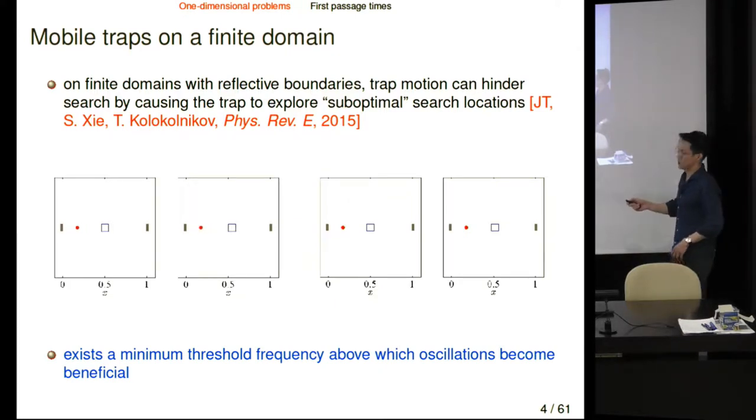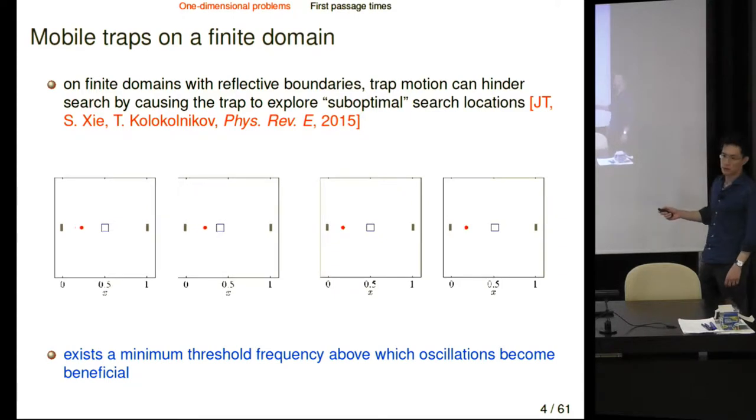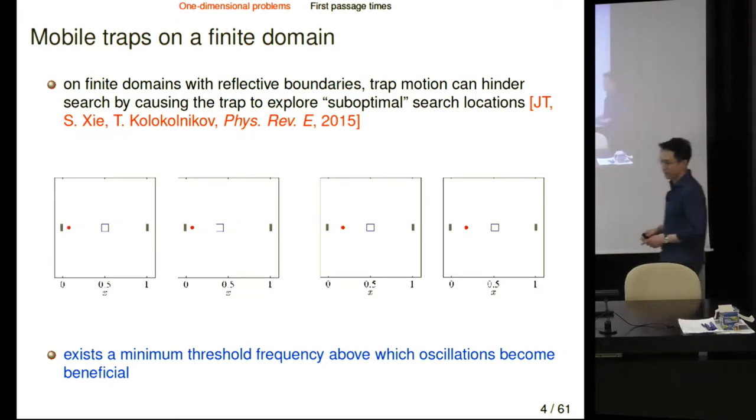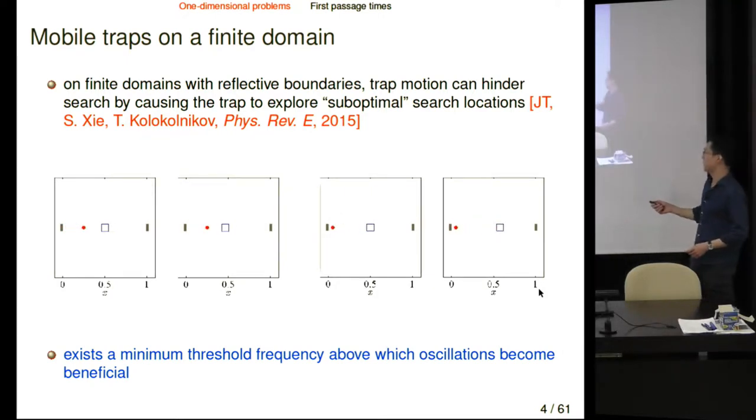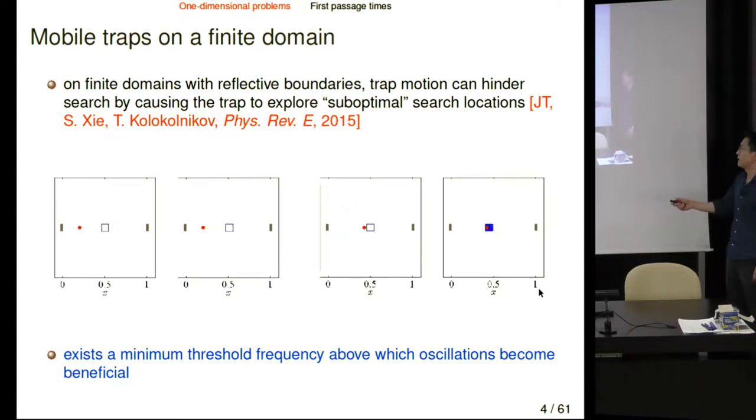However, I'm going to show this video now where the oscillations are going to be very, very fast. And when it's very fast relative to the random walk, the trap essentially occupies that entire interval at once, right? And it essentially makes itself a bigger target. And in this case, you can show that for sufficiently fast oscillations, this is the better strategy, right? So what is that minimum threshold, right?